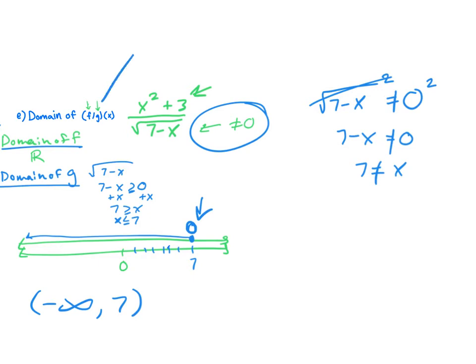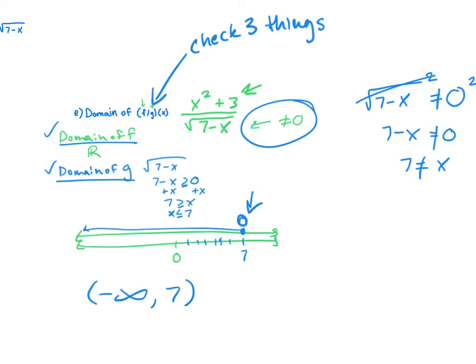So for this question, you always have to check three things. That is the domain of f, the domain of g, and the denominator not equal to 0. So this is 1, 2, and then 3.